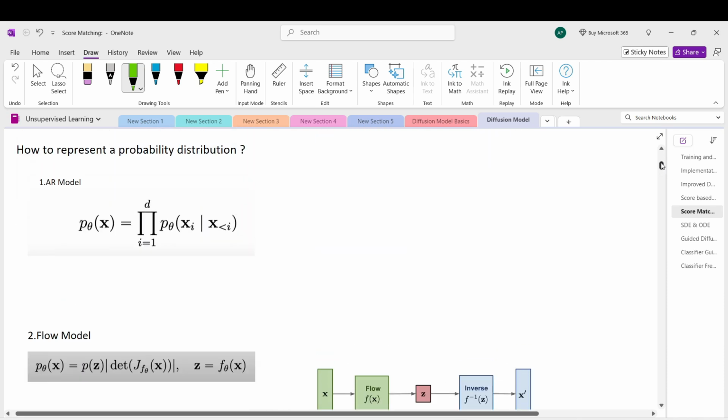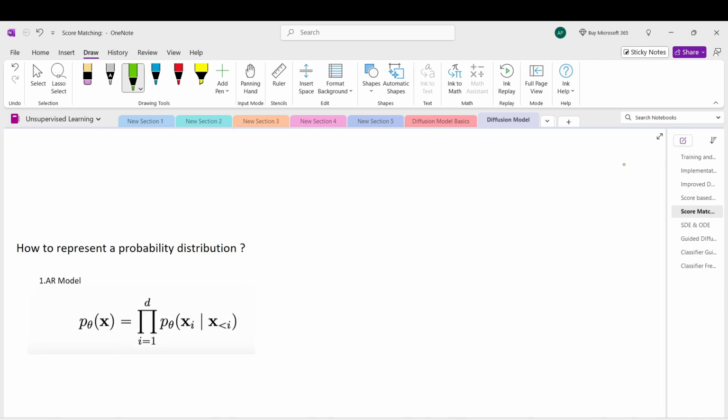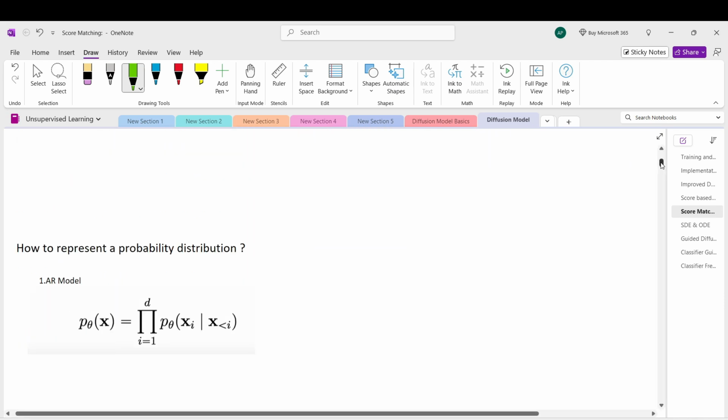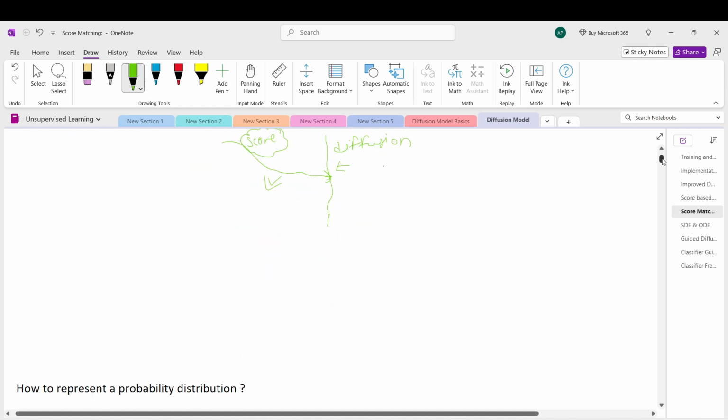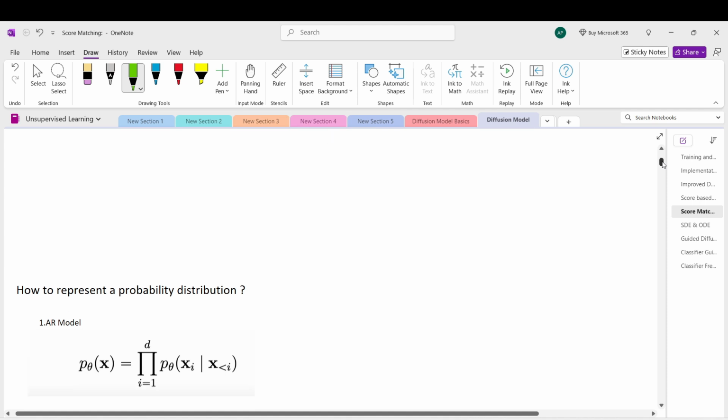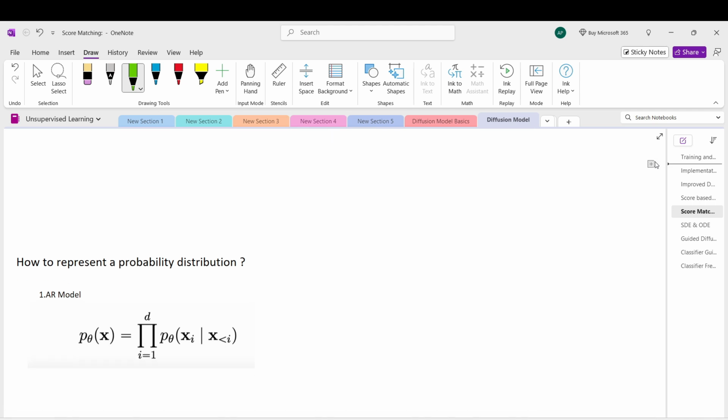So what is the score and what is score matching? We'll understand it as we go forward, and we'll understand later what score means and what score matching means. But before going into that, let's start with some important questions.